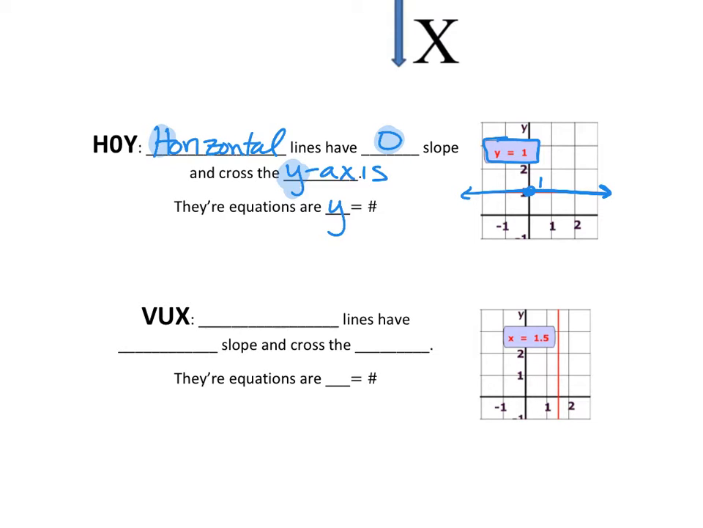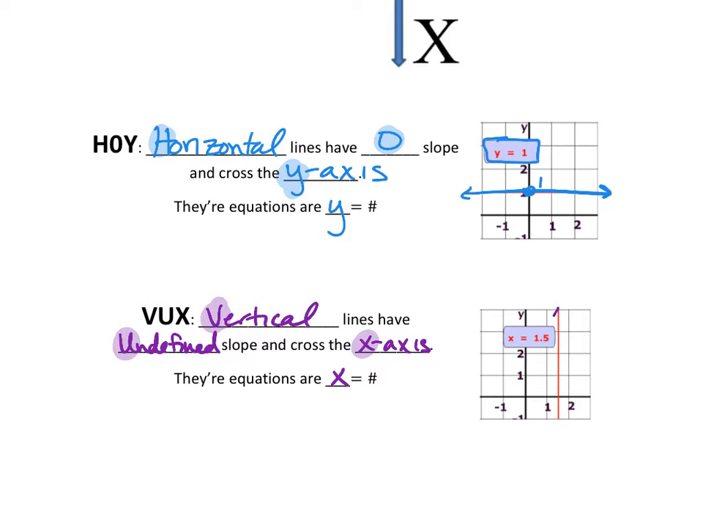Now VUX stands for something different. VUX stands for vertical lines have undefined slopes and cross the x-axis. Their equations are all x equals some number. So this is a really weird, special case, I'm doing air quotes but you can't see me, special case of y equals mx plus b, because there's no y at all. We just have x equals some number.